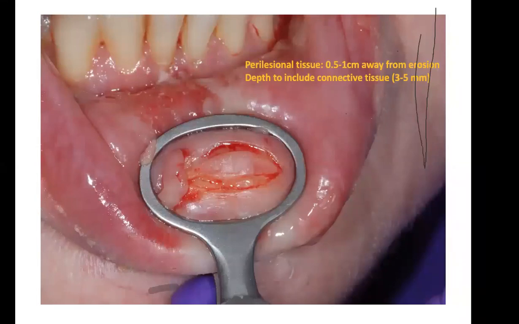And so a good idea would be to biopsy about half to 1 centimeter away from any affected tissue, possibly a mucous membrane that is apparently normal in appearance. And the depth should be at least 3 to 5 millimeters. And you'll see in some of the subsequent slides why the depth is so important.